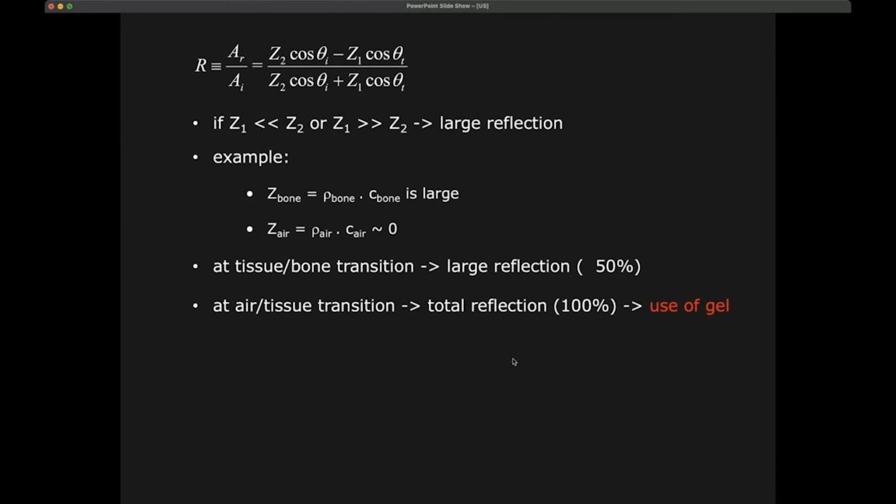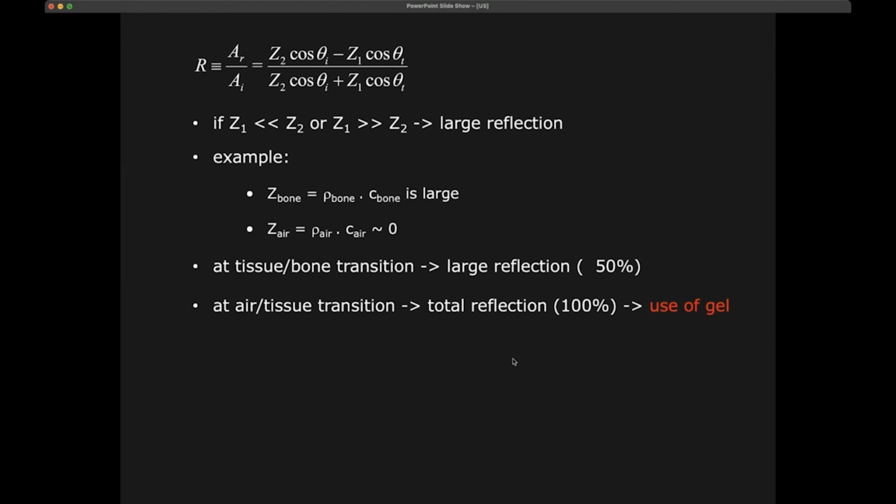Similarly, if we just want to look at normal lungs, unless there's water inside the lungs, if there's air in the lungs, we will not see anything with ultrasound, because ultrasound cannot pass through; everything is reflected at the boundary.